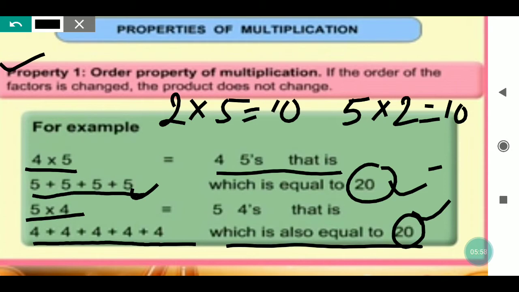And if we are adding 5 times 4, then also it is 20. So this is the order property of multiplication, which says that if we change the order of the factors, factor means 2 and 5, this is the factor, whereas this 10 is called the product. Okay, so when we change the factors, then also the product will remain the same. The product is not going to change with the change of the factors.